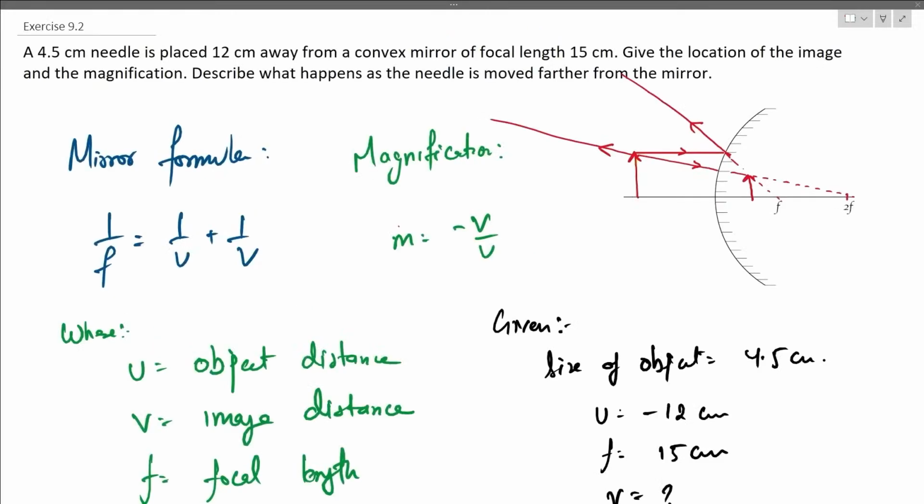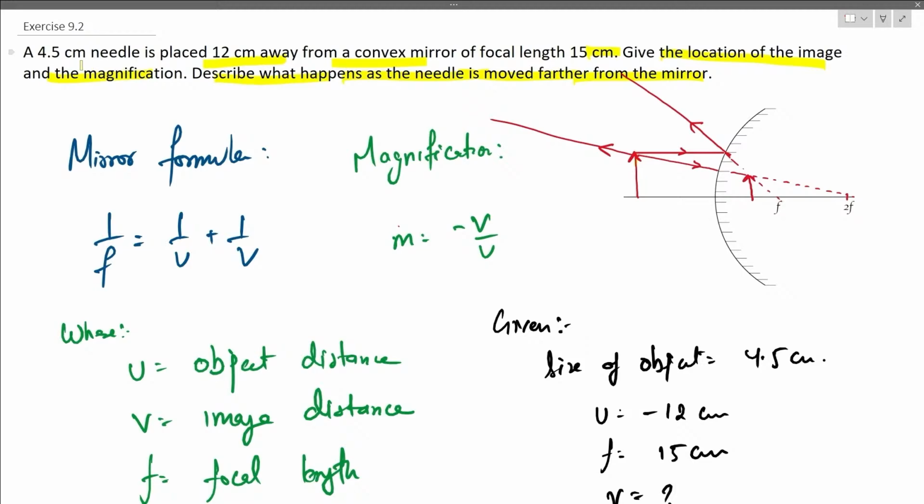The question says that a 4.5 centimeter needle is placed 12 centimeter away from a convex mirror of focal length 15 centimeter. Give the location of the image and the magnification. Describe what happens as the needle is moved farther away from the mirror.